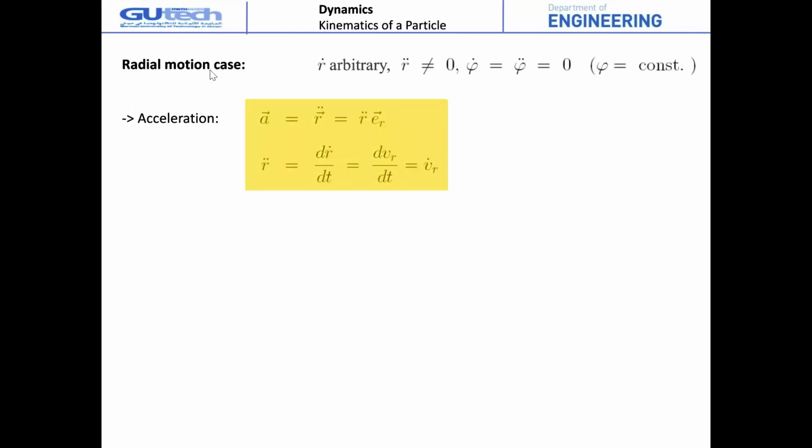In the case of radial motion, phi double dot is equal to 0, then phi dot is equal to 0, which means phi is constant. Then in this case, the acceleration is given by the following expression, where r double dot is the time derivative of the radial velocity.